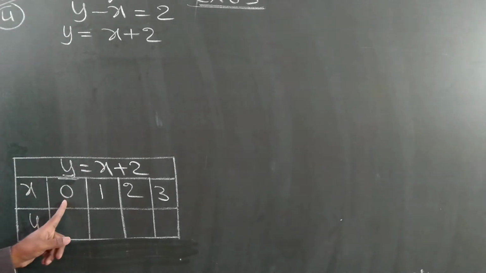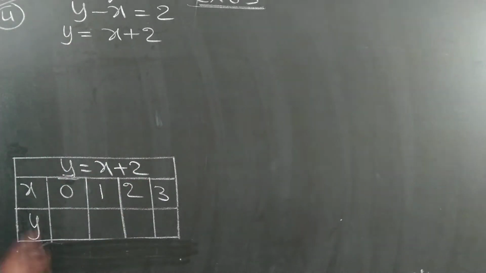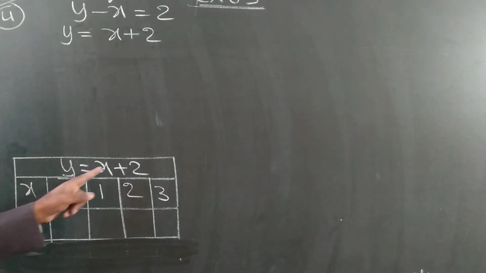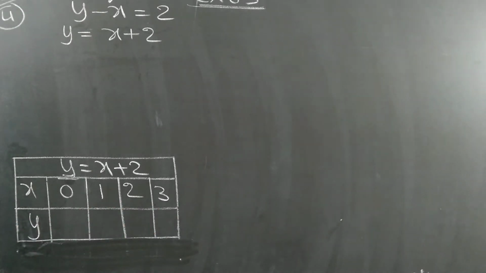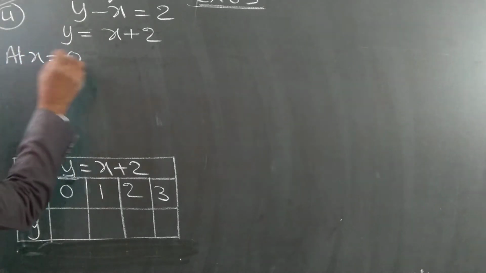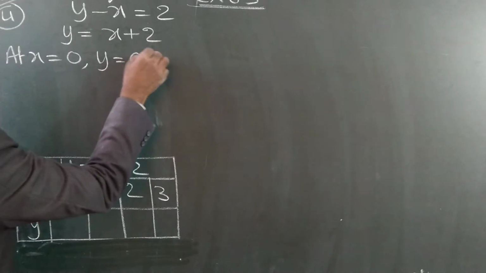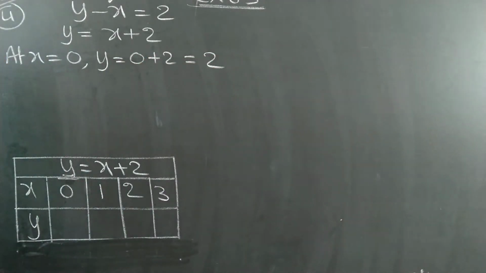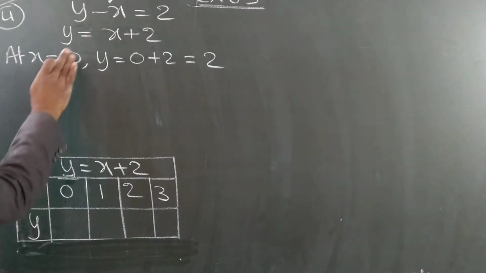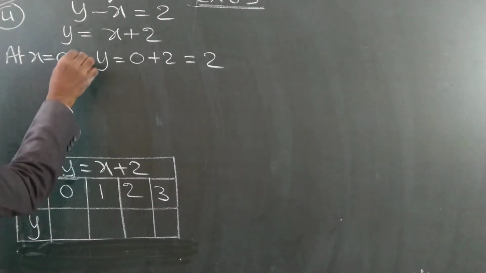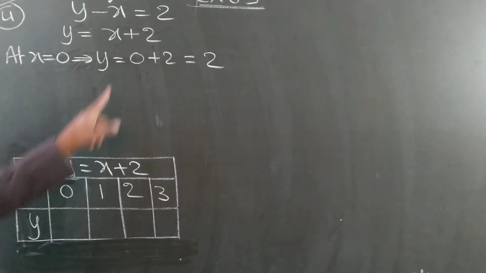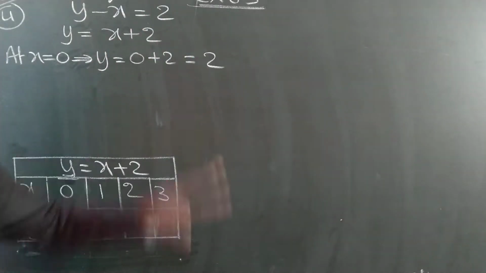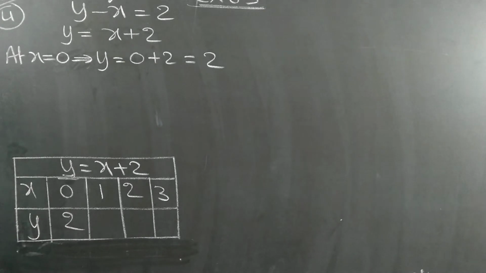So I took x is equal to 0, 1, 2, 3. Any values you can take. Now if x is 0, what is y? If x is 1, what is y? You fill this. X is 0. I took x is equal to 0, so substitute 0 in place of x. y is equal to 0 plus 2, which is 2. So what is the y value? 2.